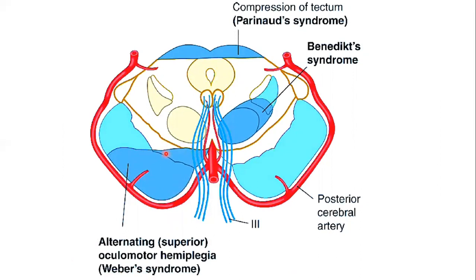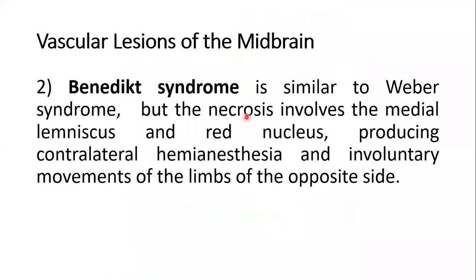This area is paralyzed. This is the posterior cerebral artery. And then the Benedikt syndrome, which is involving this red nucleus and this area of the lemnisci. So what is that? The necrosis involves the medial lemniscus and the red nucleus, produces contralateral hemianesthesia and involuntary movements of the limbs of the opposite side. You could see it already showed you.